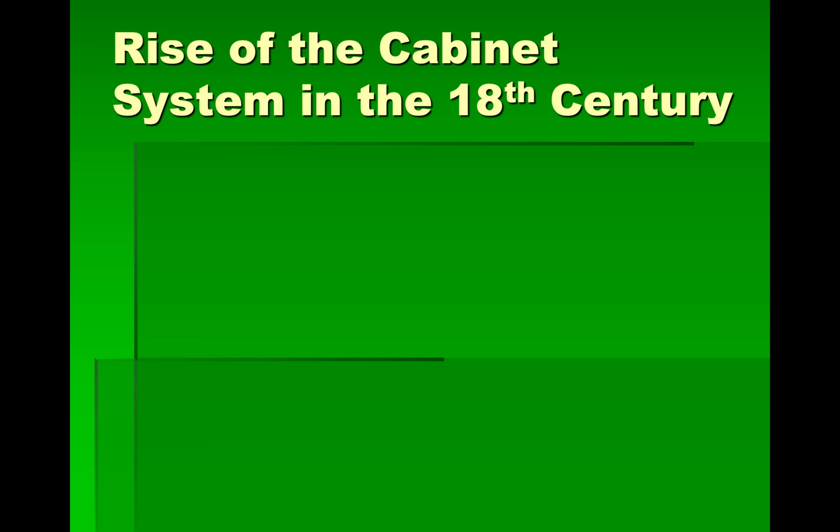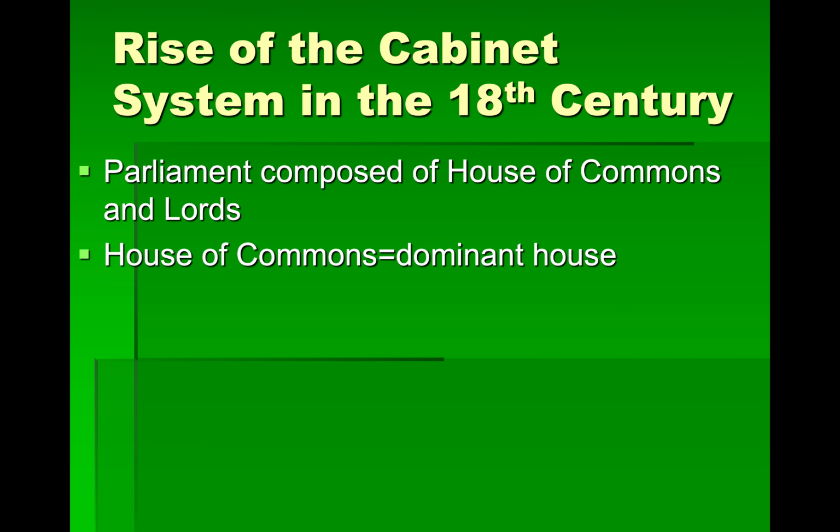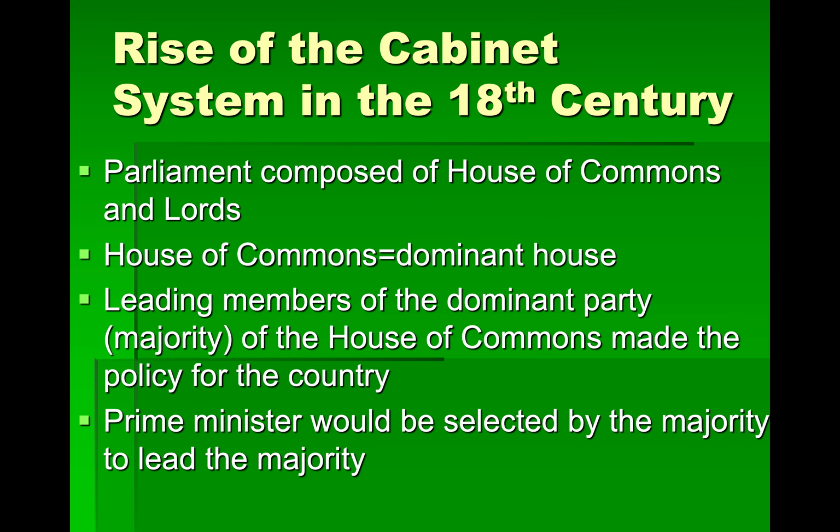What we're going to see, ladies and gentlemen, that's also very important is the rise of the cabinet system in the 1700s. Now, I just quickly want to discuss how Parliament works in a very general fashion. Parliament is composed of two houses, the House of Commons and the House of Lords. The House of Commons is the dominant house with a lot of power. This is how it works: you're going to have political parties within the House of Commons, the Tories and the Whigs, for example.